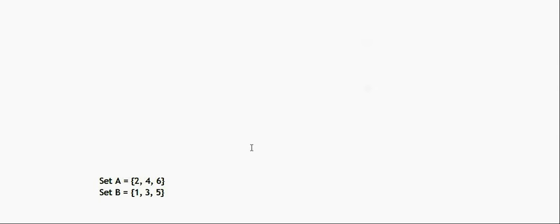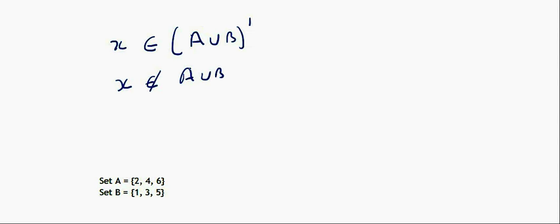In the next approach, let's take the theoretical proof for this. For this, we will assume a particular element, let's say X. Let's say X belongs to (A union B) complement. This is just an assumption. Now if it belongs to (A union B) complement, that means it does not belong to A union B, because by definition complement is just the opposite of a normal set.